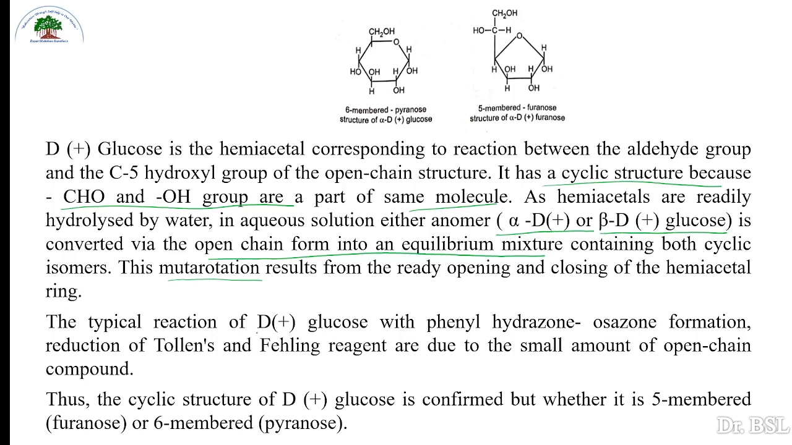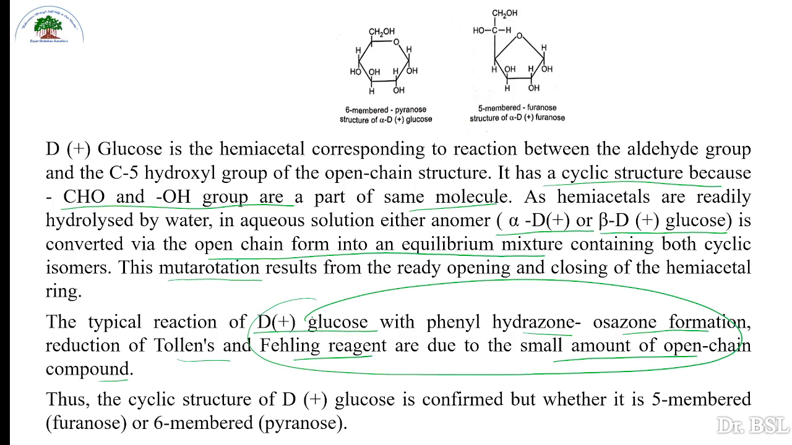The typical reactions of D-(+)-glucose, phenylhydrazone and osazone formation, and reduction of Tollens' and Fehling's reagent, are due to the small amount of open chain compound. So all these reactions are shown because of some little amount of open chain structure.